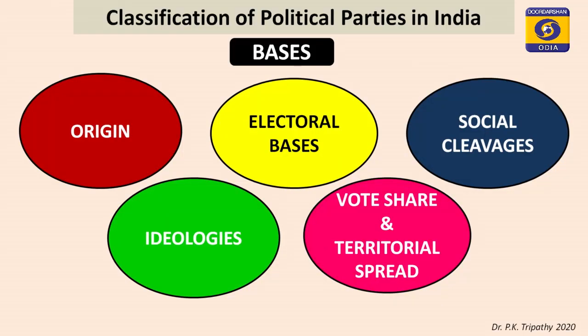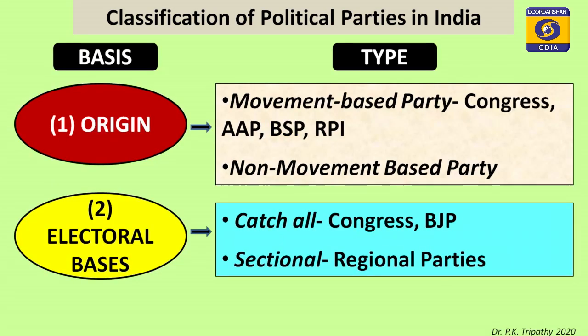So these are the 5 important bases on which you can divide political parties. Let us discuss them in detail. First of all, the first criterion to divide political parties is on the basis of origin.